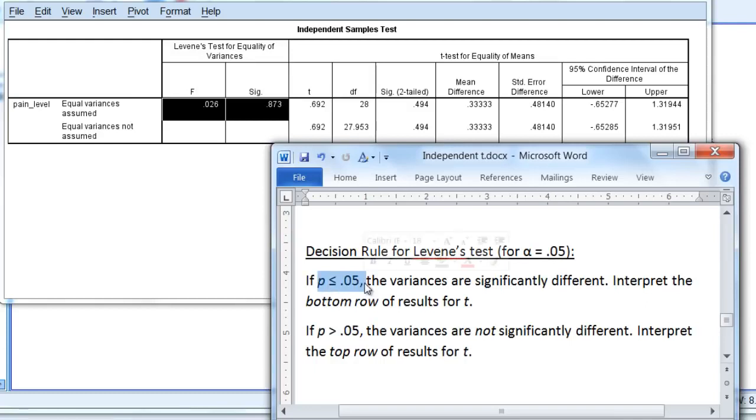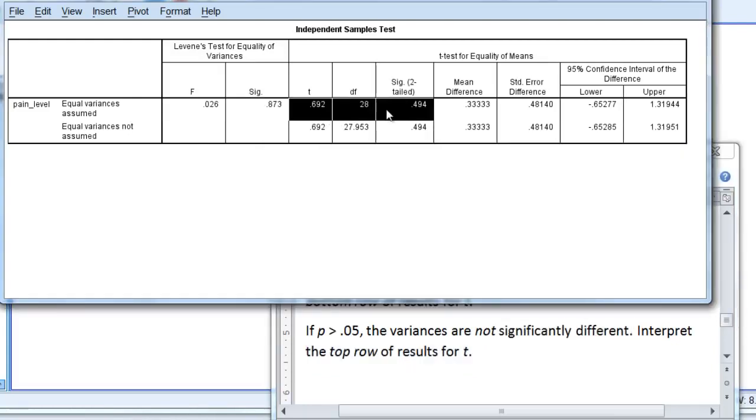Looking at these two conditions here, which does ours fall into? We have a p of 0.873, and that falls into the second condition here. So therefore the variances are not significantly different, and we'll interpret the top row of results for t. So we're going to look at these values here in the top row for t.